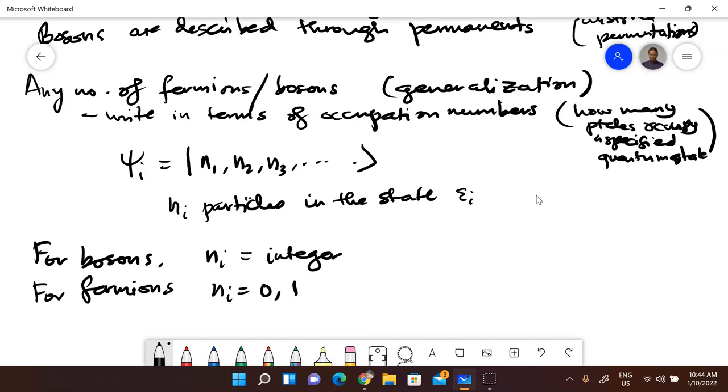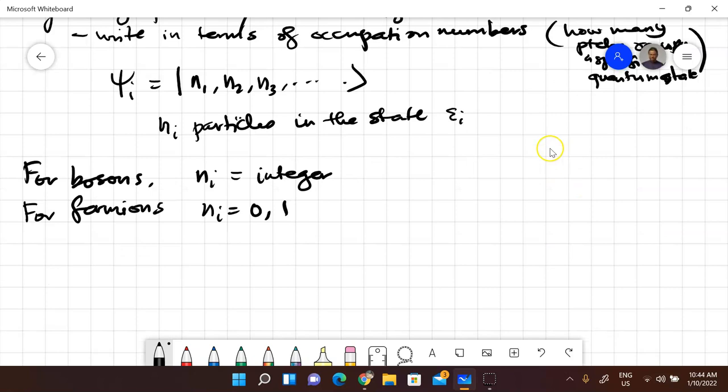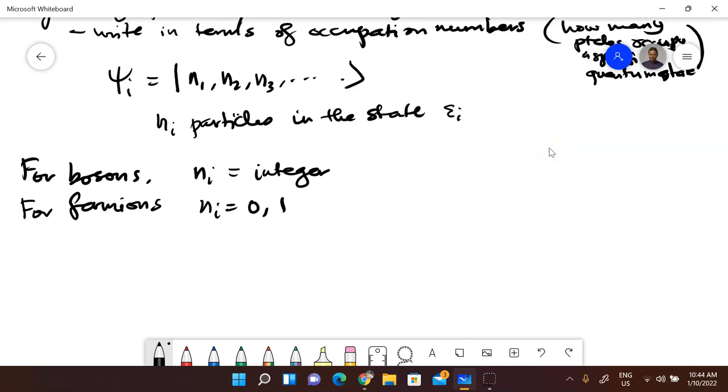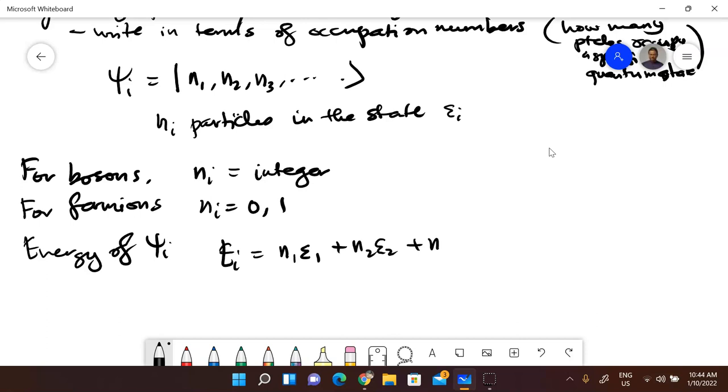And then once you do this, one can write the energy levels. Energy of, say, psi I is given by E_I equals N1 epsilon 1 plus N2 epsilon 2 plus N3 epsilon 3, where epsilon I is the energy of the single particle state.